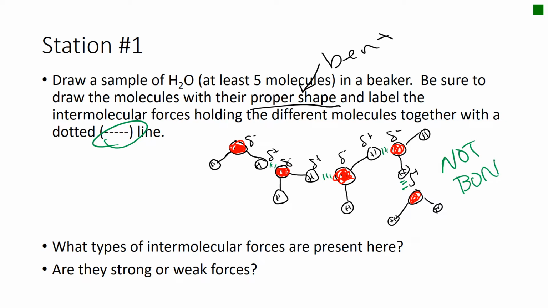The bonds are what I'm going to circle right now. These are your bonds. These guys are not bonds. They are just an attraction like a magnet. So one magnet to another magnet, not the actual magnet within itself. Okay, so these are not bonds, but these are your intermolecular forces. What type? Because it's water, you have your H bond. So these are hydrogen bonds.